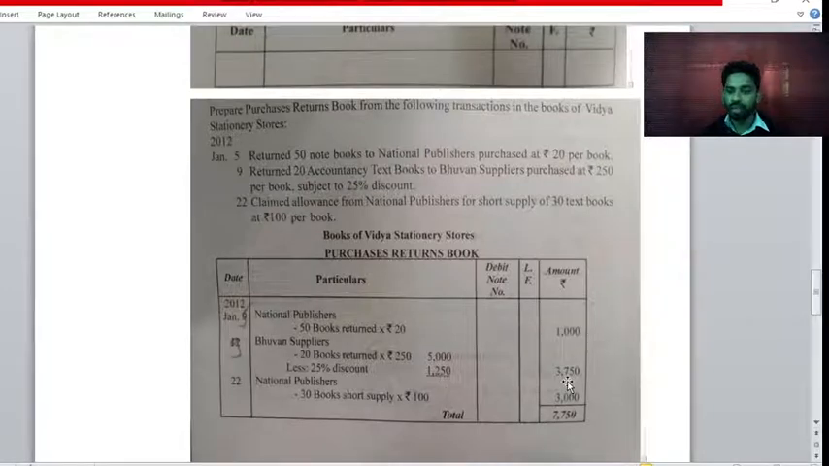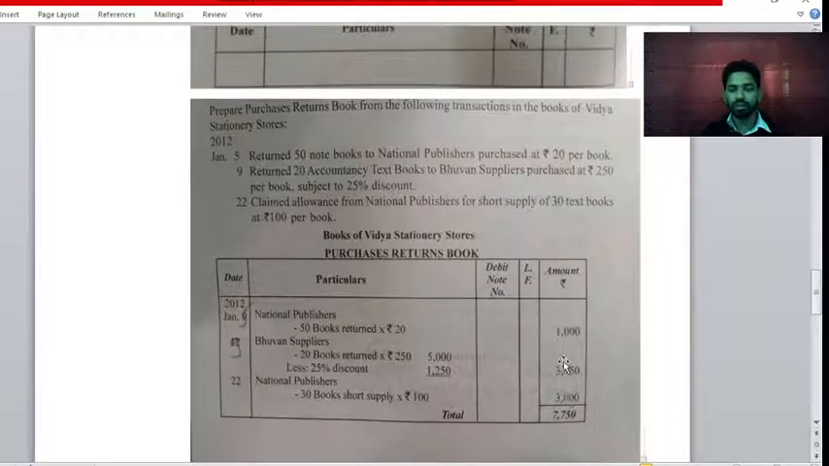Next and last, on 22nd January, claimed allowance from National Publishers for short supply of 30 textbooks at rupees 100 per book. This is also a purchase return. National Publishers, 30 books short supply at rupees 100 per book, so it is 3000.